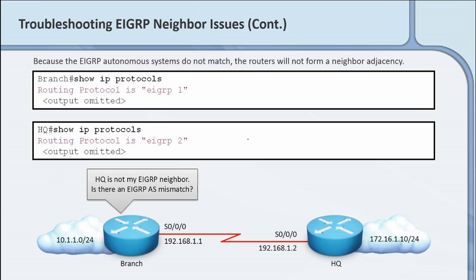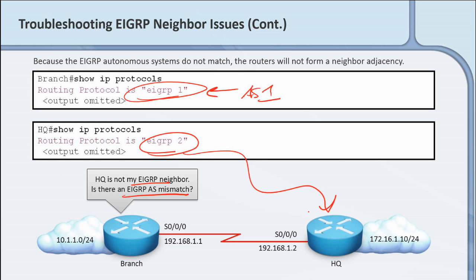We can do show IP protocols, and it'll show us what routing protocols are running. And here he says, HQ is not my EIGRP neighbor. Could there potentially be a mismatch? Well, looking at the branch router, we see that EIGRP has an AS of 1. Over here on headquarters, we see that it has an AS number of 2. That's included in the multicast hellos that you send out. He goes, I'm an AS1, and this guy says, I'm an AS2, and they basically ignore each other. So in this scenario, we just have a problem where we've got the wrong AS number.